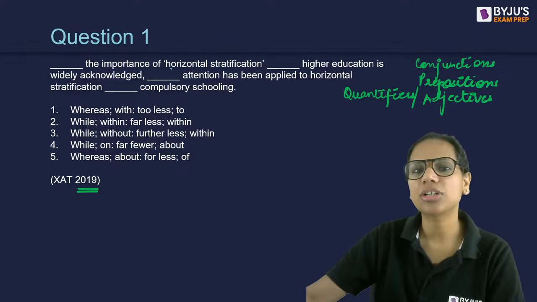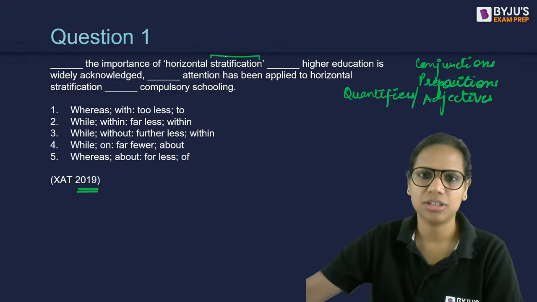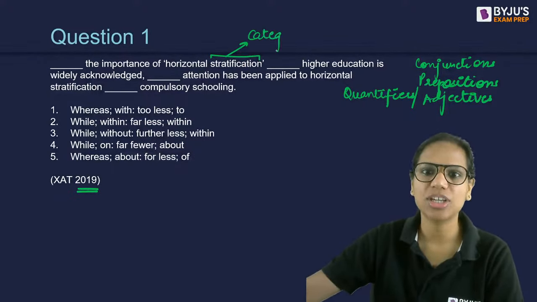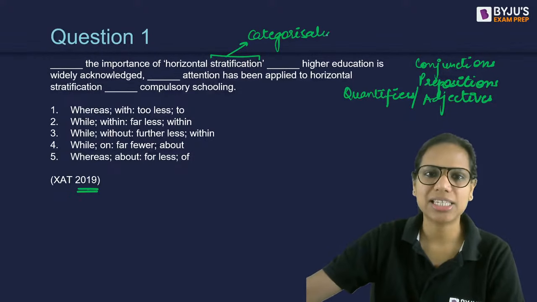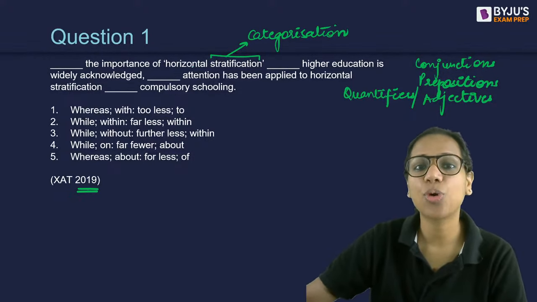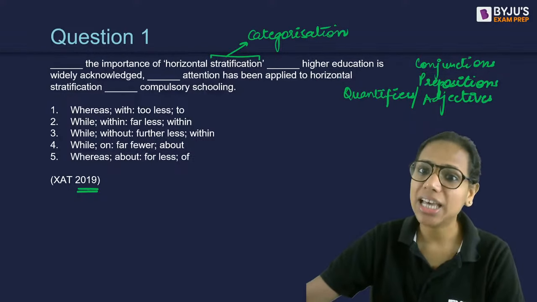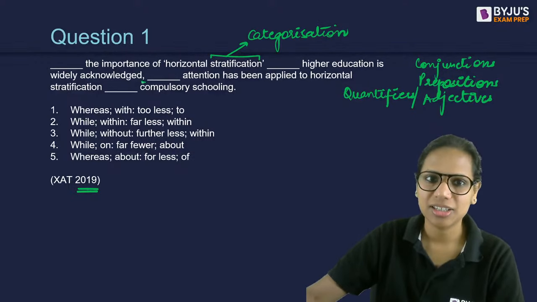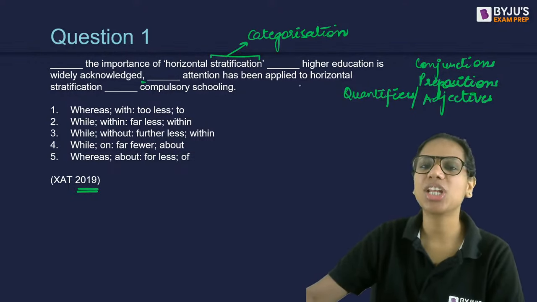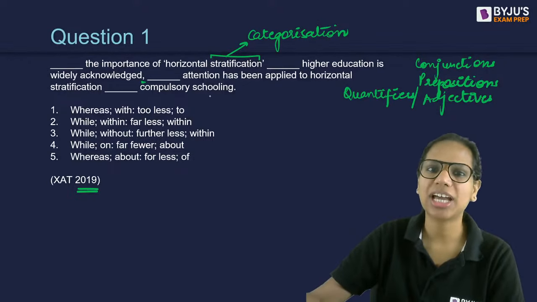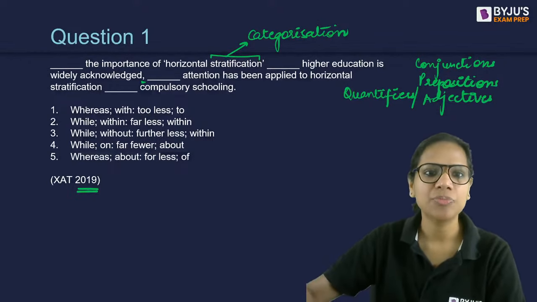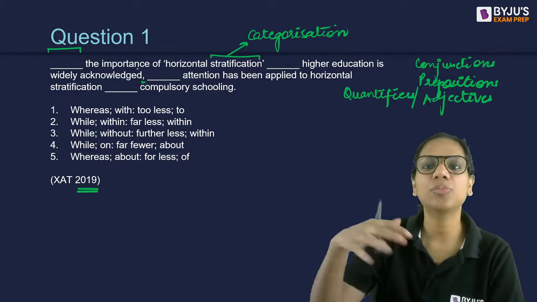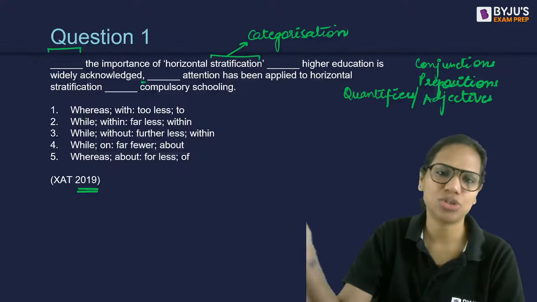So dash the importance of horizontal stratification. To divide something into strata is to divide them into categories. So in a way we are talking about horizontal categorization. Dash the importance of horizontal categorization. Dash higher education is widely acknowledged. There's a comma, see, important. Dash attention has been applied to horizontal stratification dash compulsory schooling. All right. Now we can clearly see that there is a contrast relationship here. So probably the importance is known, but it has not really been given attention. That's the meaning of this sentence.